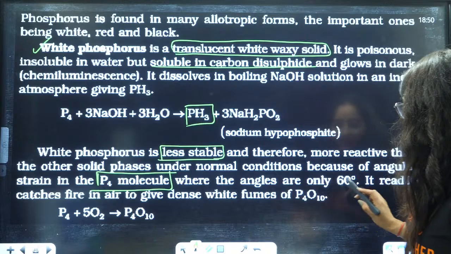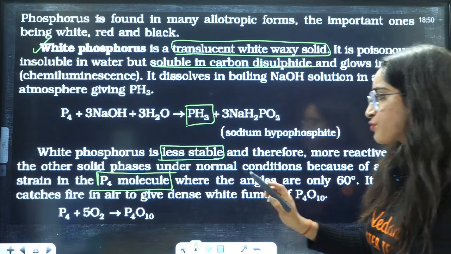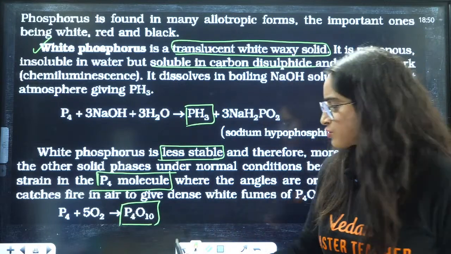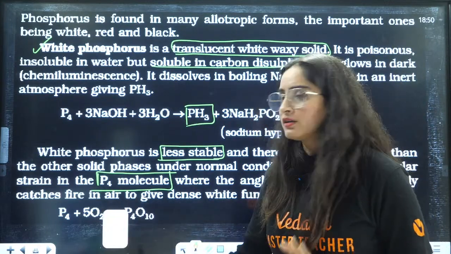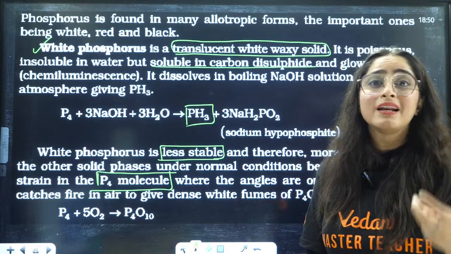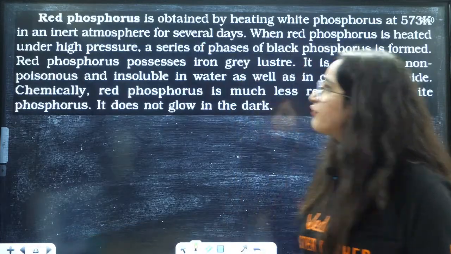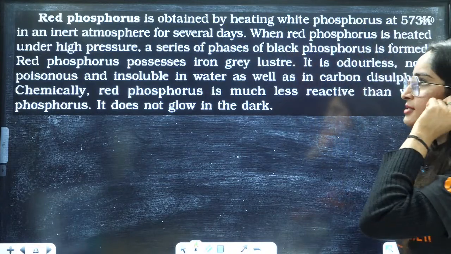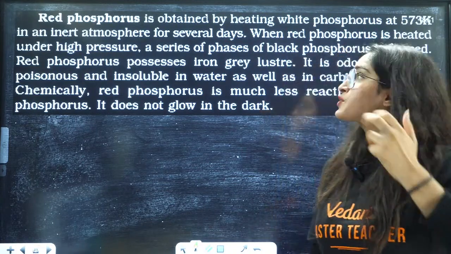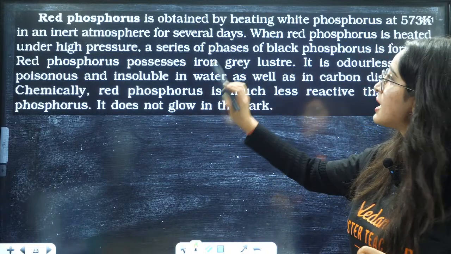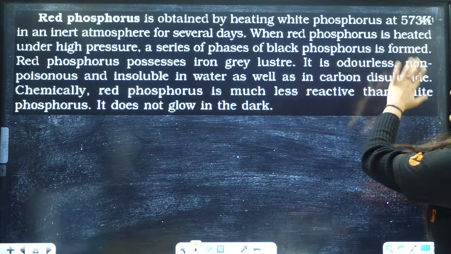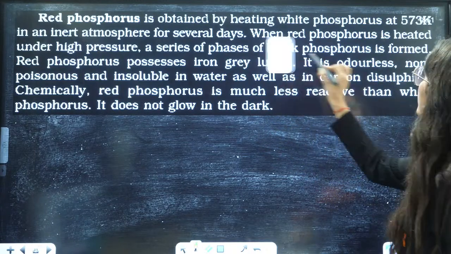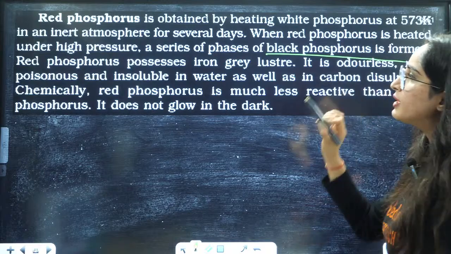Here the angles are only 60 degrees and it readily catches fire in air and becomes P4O10. Reactions you don't need to remember. White phosphorus is more reactive and less stable. Then red phosphorus is obtained by heating white phosphorus. When red phosphorus is heated under high pressure, a series of phases of black phosphorus is formed.